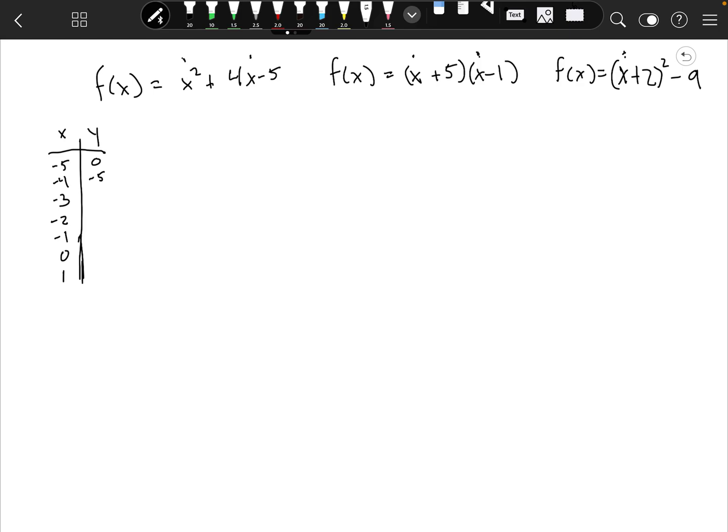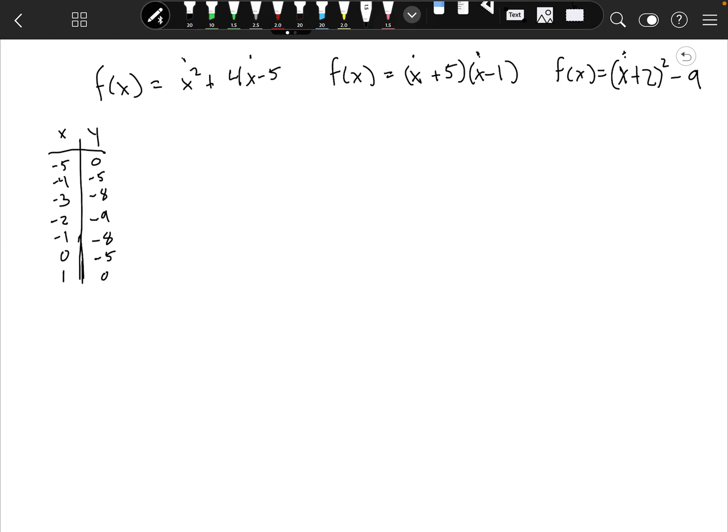So let's finish this off. We'll just put -3 in, and I'm just going to put it in the first one. So -3 squared is 9. 4 times -3, -12. That's -3 minus 5, -8. -2 squared, that's 4. 4 times -2, that's -8. So 4 minus 8 is -4 minus 5 is -9. -1 squared, that's 1. 4 times -1 is -4. So it's -3 added together. Minus 5 is -8. And 0 is going to be -5. And if you plug 1 in there, you're going to get 1 plus 4. That's 5 minus 5 is 0.